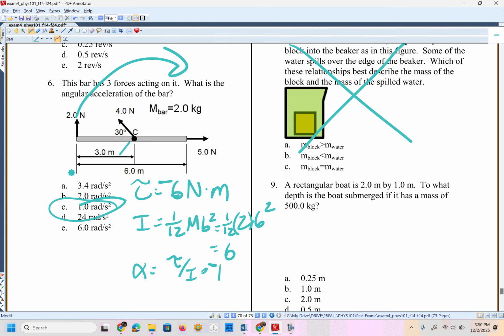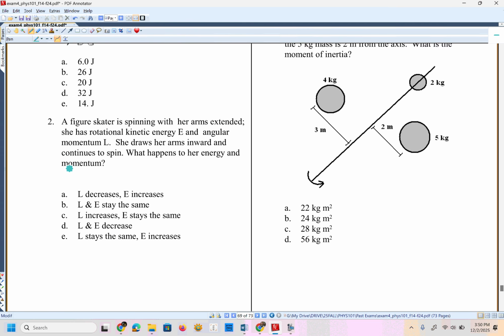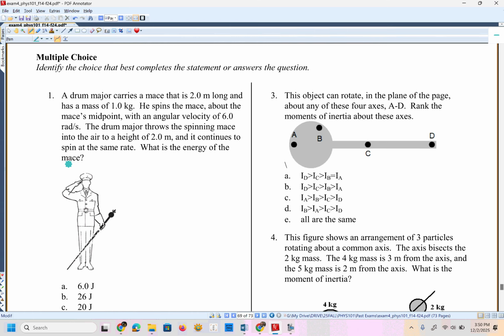That's that. You good? Yeah. On this exam? Yeah. Definitely have to do this.